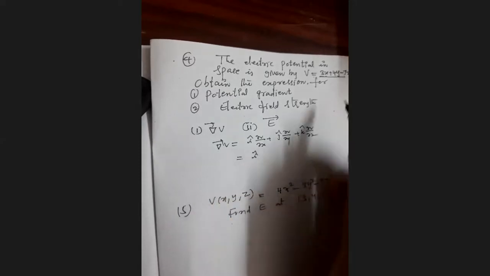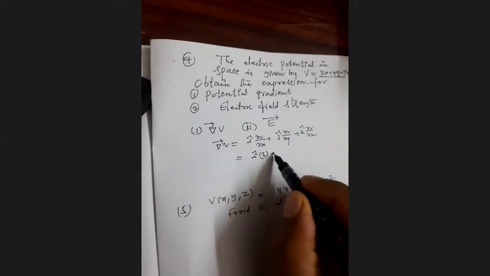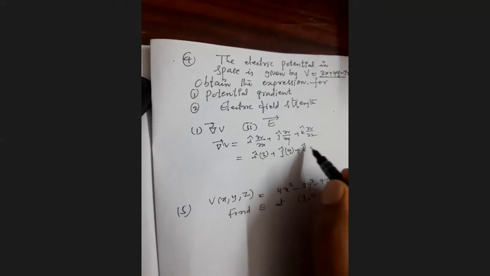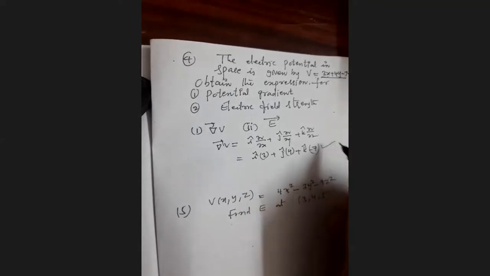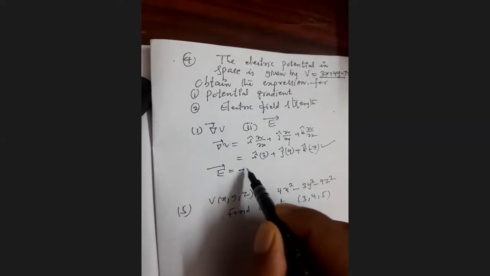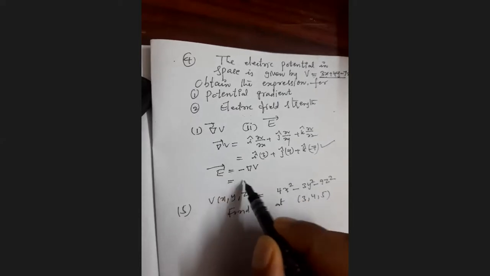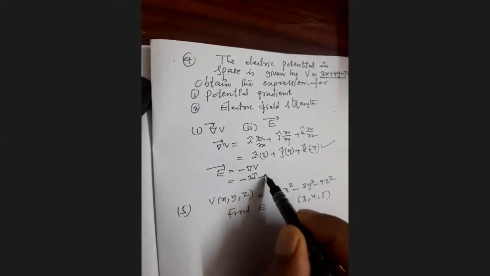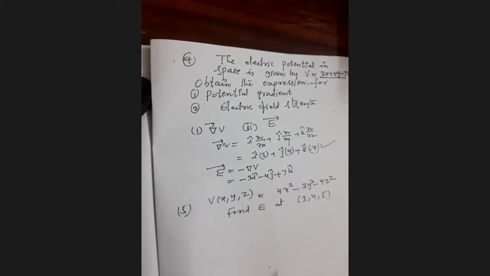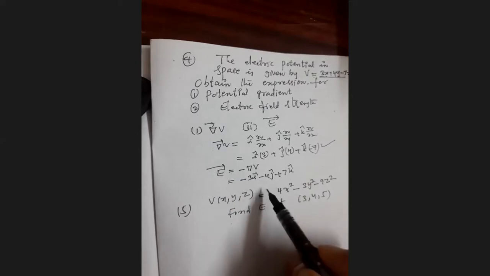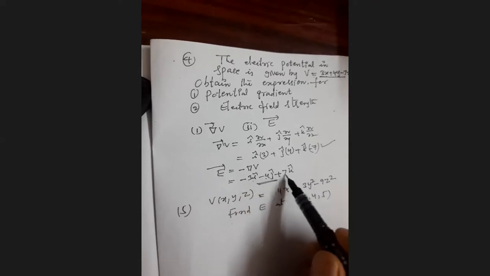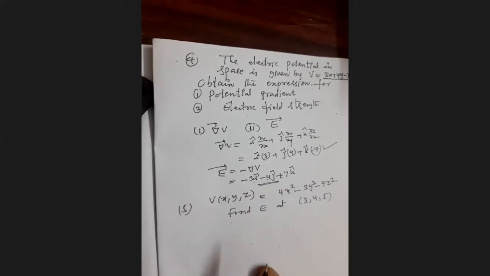i cap dou by dou x of this, 3, plus j cap dou by dou y of this, 4, plus k cap into dou by dou z of this, minus 7. This is the answer. Now, what is the field strength? Field strength is called negative gradient of potential. Therefore, field strength would be minus 3i minus 4j plus 7k cap. You observe here, E bar, there is no variable. So from this E bar equal to minus 3i minus 4j plus 7k, your potential will remain constant.